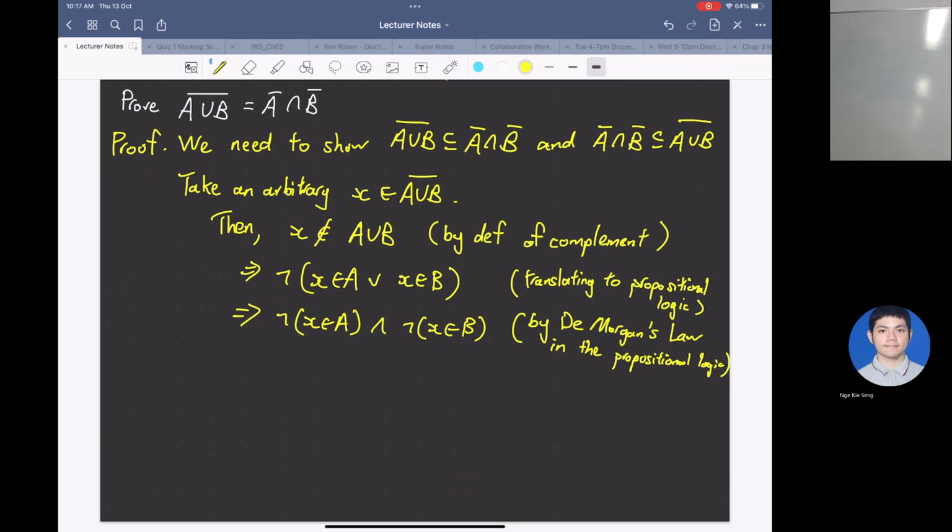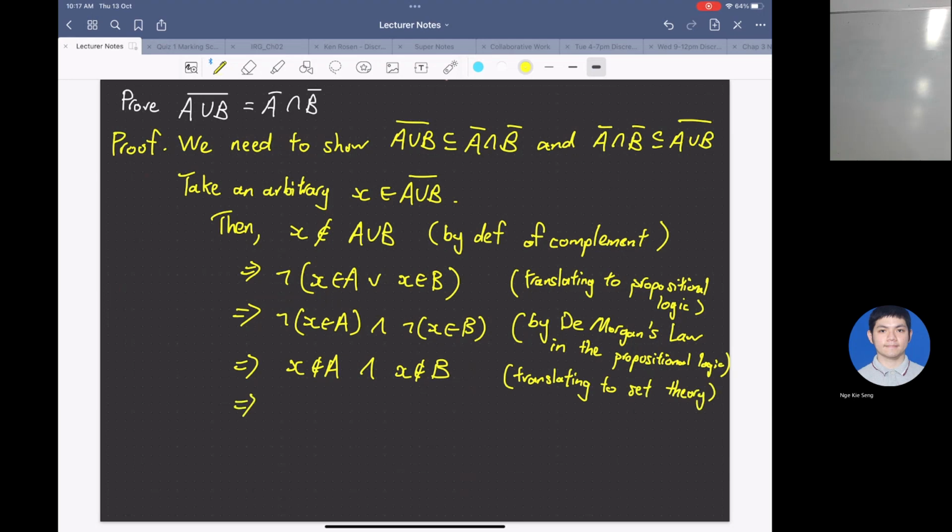Okay, and then since it is not the case that X is in A, this means X is not in A, and X is not in B. Okay, this is by what? This is just translating back to set theory.